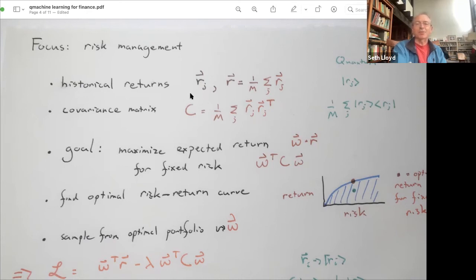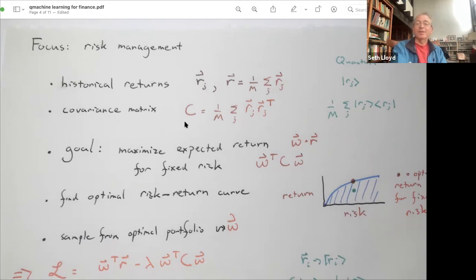Suppose we have a set of vectors of historical returns. Let R be the returns of all the stocks on the stock market. Let J be either a tick by tick or day by day record of the returns. So R0 is the returns on day 0, R1 the returns on day 1, etc. And we have an average return over the M days or M ticks that we have. Of course, we could weight this by having more recent data be more important than older data. But anyway, this is our vector of historical returns.